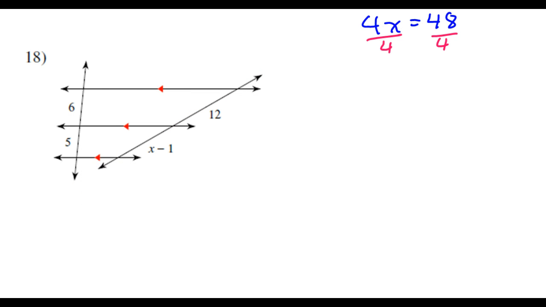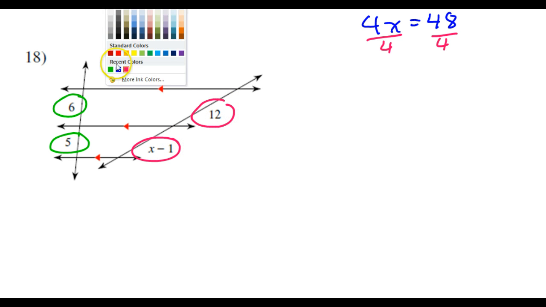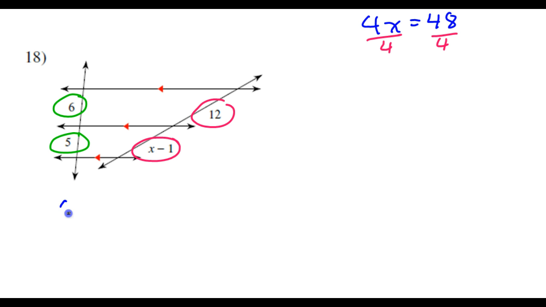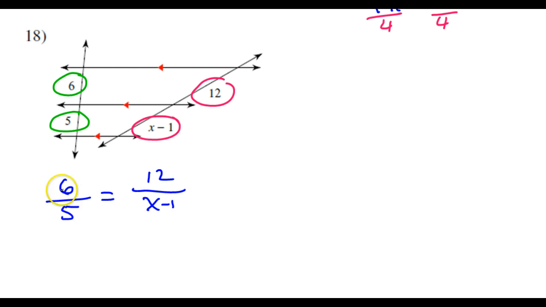Alright, last one. Again, looking at the split sides, these two should be proportional to these two. So that means 6 over 5 should equal 12 over x minus 1. When you cross multiply, be sure to do the distributive property. So that'll give us 6x minus 6 is equal to 60.